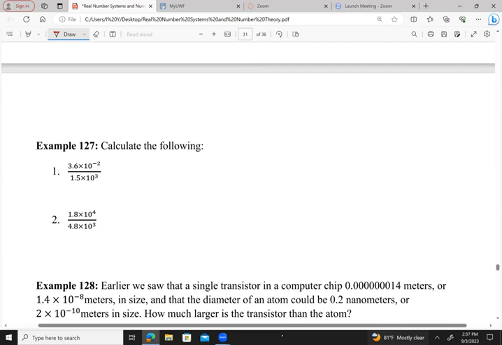So here I have 3.6 divided by 1.5 times 10 to the negative 2 minus 3. So 3.6 divided by 1.5 gives me 2.4 times 10. Negative 2 minus 3 is negative 5.